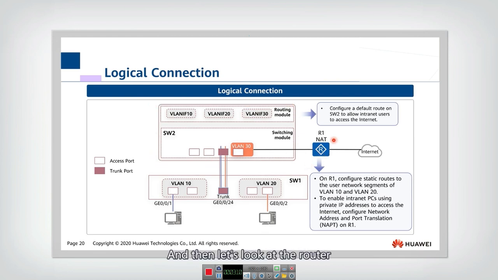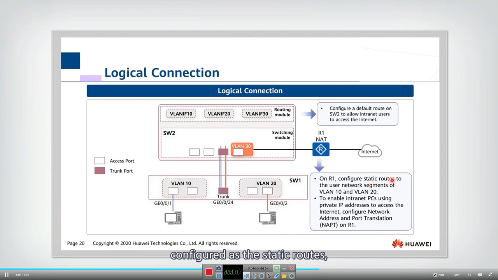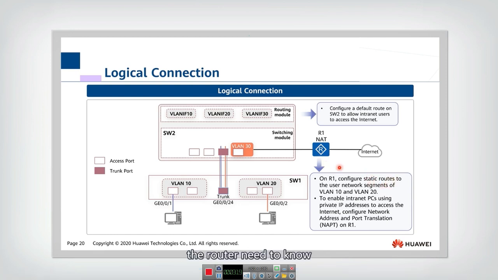And then let's look at the router. Here, the router should first be configured with static routes. The router needs to know that for VLAN 10, it should forward through this switch 2. And for VLAN 20, it should also forward using this switch 2. So they need to configure VLAN 10 and VLAN 20 as static routes. Okay. And then this router also has this NAT function.